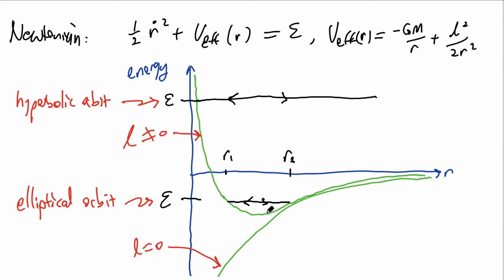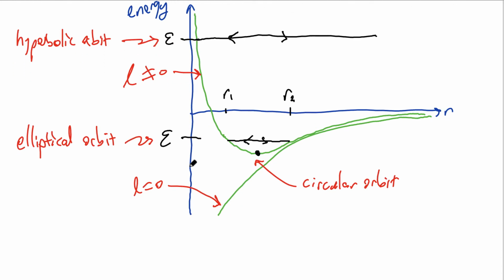And the case of a circular orbit is when the effective particle sits here at the bottom of the potential. So this corresponds to a circular orbit where R doesn't change. Now let's look at the relativistic case.